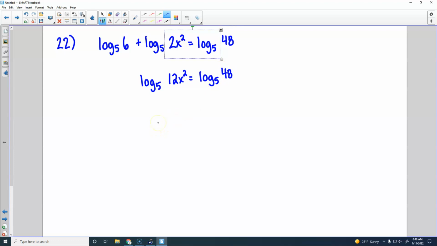And so what can we do now? Good, and that will get rid of logs on both sides. So we'll get 12x squared equals 48. And now we just have to divide by 12. So x squared equals 4, and square root both sides. So x equals plus or minus 2.